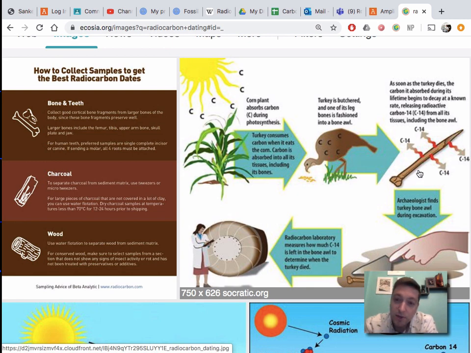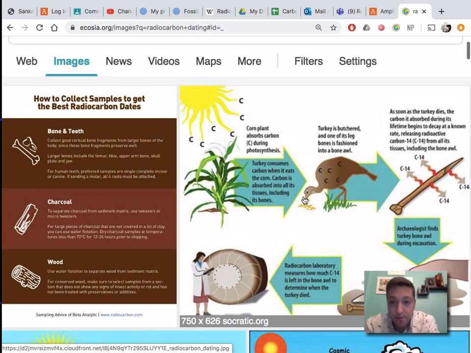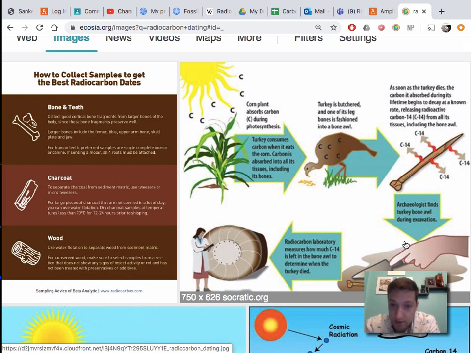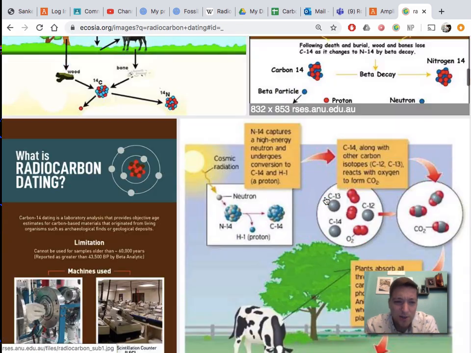Eventually, that organism is going to die, and once it dies, the carbon starts to decay into something else. Every 5,730 years, the amount of carbon 14 is roughly cut in half. So once you find the fossil, you can see how much carbon 14 is in it, and basically, the less carbon 14 that you have, the older the fossil. That was an example of a turkey, but let's go to a different example.